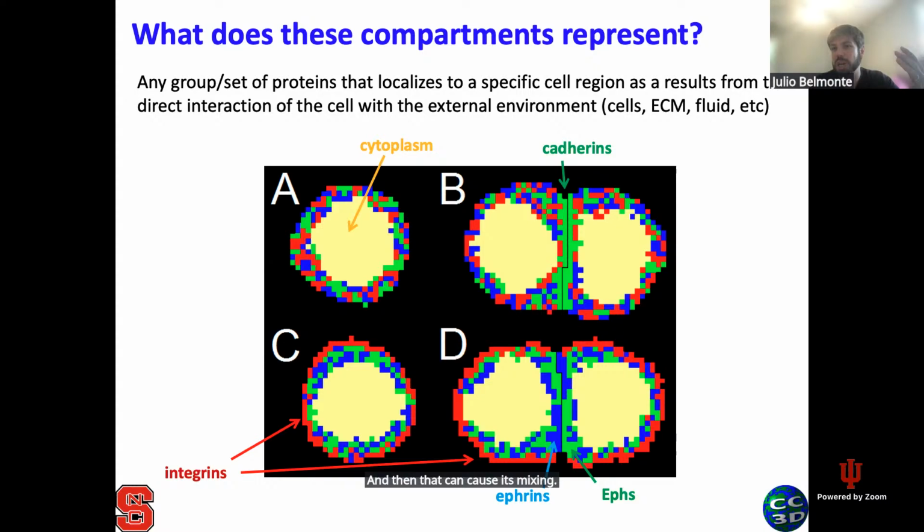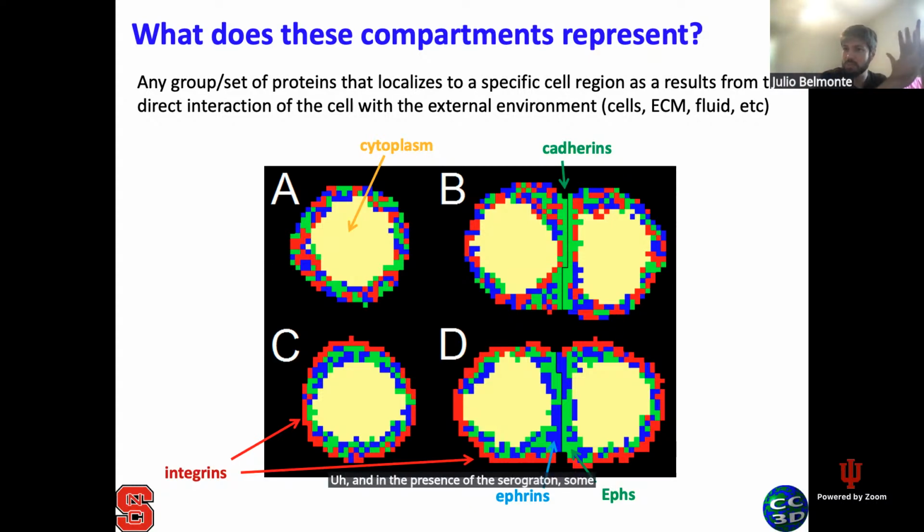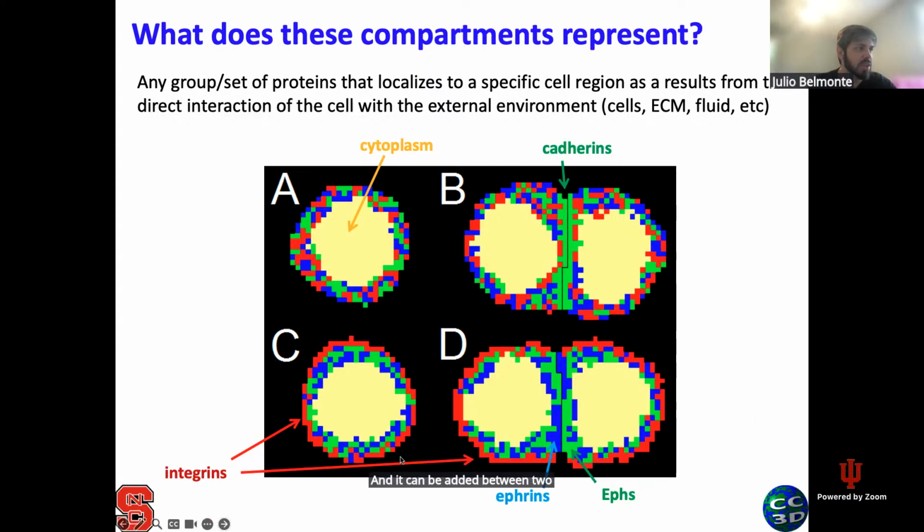You can also have these compartments chemotax towards a gradient, so you can also have an external gradient. In the presence of this external gradient, some group of cells move towards it, so they go to one side of the cell or the opposite side of the cell. That's going to be another way to polarize the cell, by sorting a group of dynamic compartments that would otherwise be mixed inside the cell. So we can also use chemical gradients to do that. But everything we're going to do today is going to be direct cell contact. And it can be either between two different cells, or it can be with the medium.